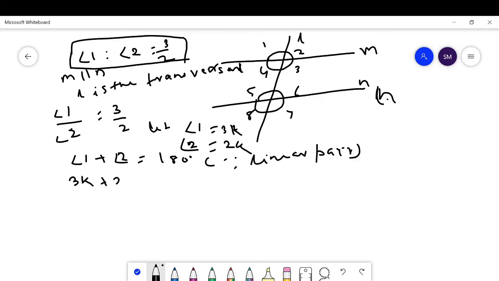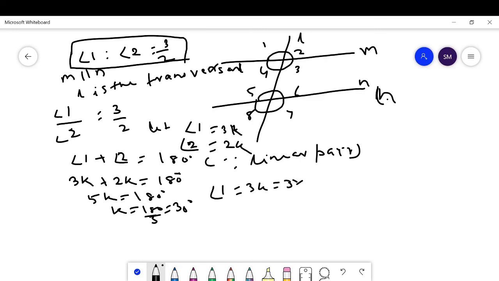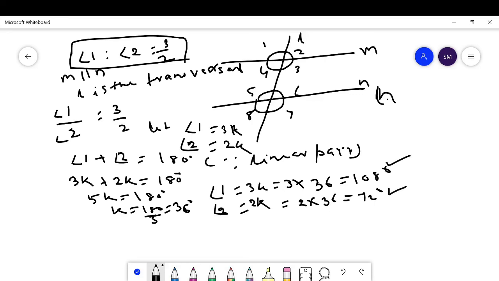This means 3k plus 2k is equal to 180 degrees, which implies 5k is equal to 180 degrees. k is equal to 180 upon 5, which is 36 degrees. This means angle 1 is equal to 3k, which is 3 into 36, which is equal to 108 degrees. Angle 2 is equal to 2k, which is 2 into 36, which is equal to 72 degrees. Here angle 1 is 108 degrees, angle 2 is 72 degrees.